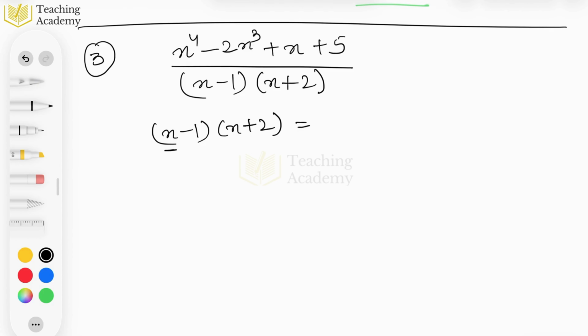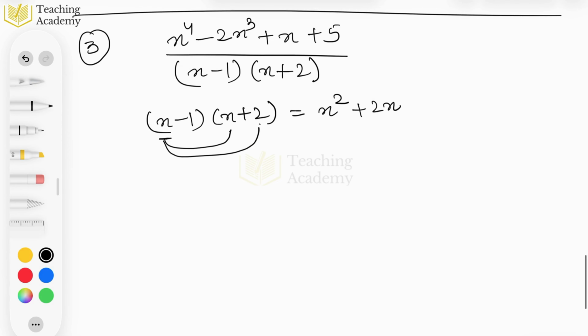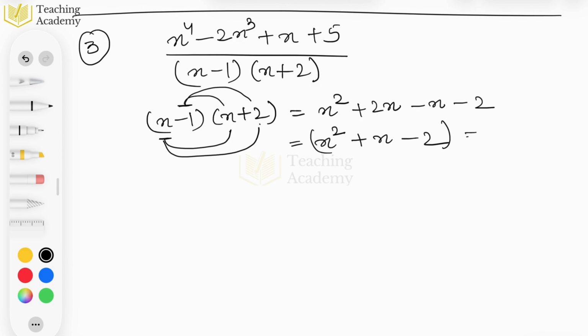See, this first term is going to be multiplied with these two first, right? So x times x is x square, x times 2 is plus 2x. Always take the sign along with it. Now you multiply this negative 1 with x and negative 1 with 2. So it is giving you negative x and negative 2. Now compress it more, which is x square plus x negative 2. Now you understand that your divisor is going to be this now. So this is your g(x) this time and this is your p(x).